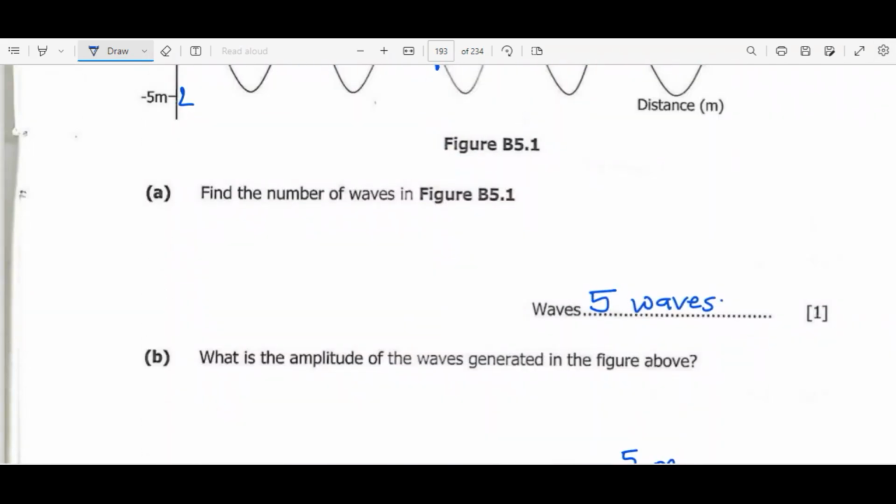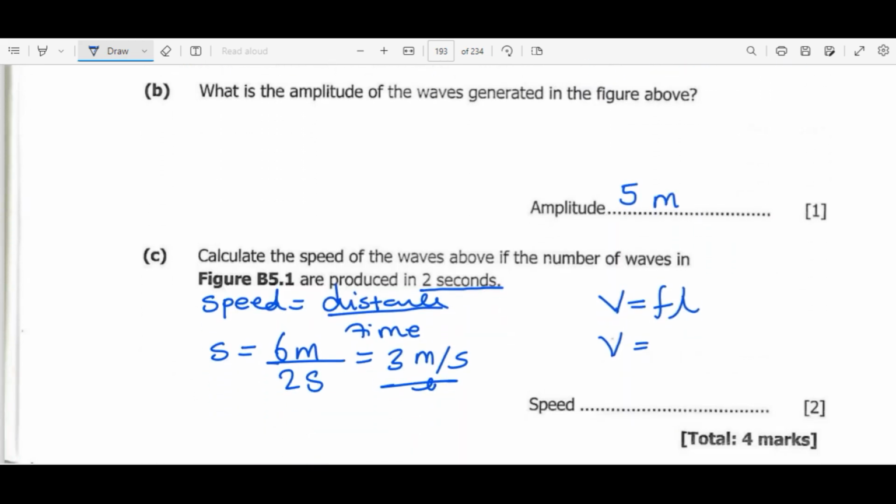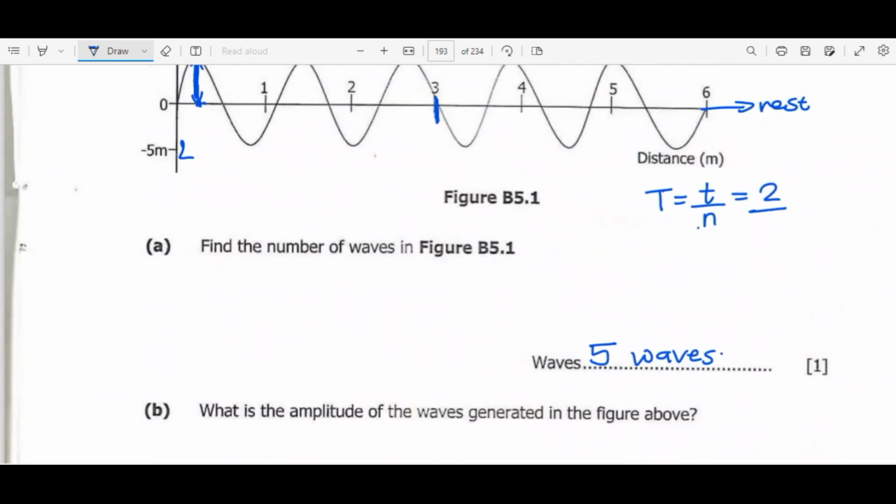Let's begin by finding the period. The period denoted by capital letter T is equal to small letter t over the number of oscillations. Small t denotes the time that we were given. We are given 2 seconds. So where there is small letter t, we put 2 seconds, over n, which denotes the number of oscillations, which is 5. If we divide 2 by 5, it will give us 0.4 seconds. Which means that each complete wave took 0.4 seconds.